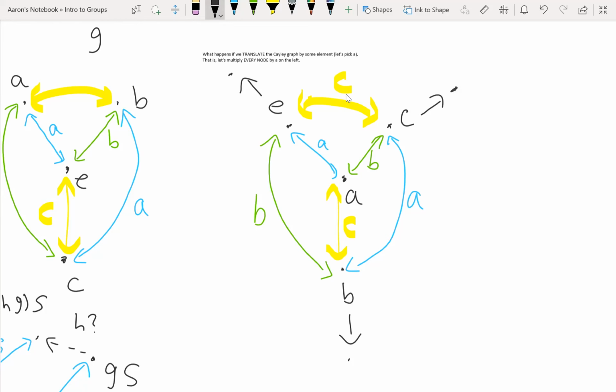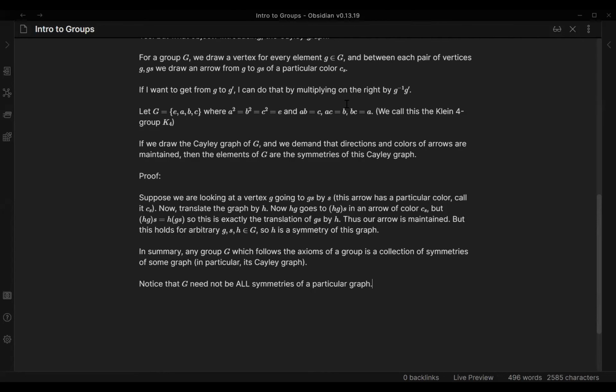So obviously G does not contain an element corresponding to every permutation of this graph. And in fact, it need not contain an element corresponding to every permutation of its Cayley graph either. But it contains some subset of the symmetries of its Cayley graph. And every group is some subset of the symmetries of some graph.